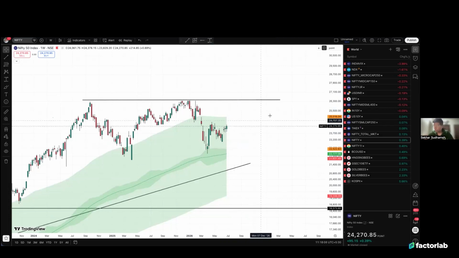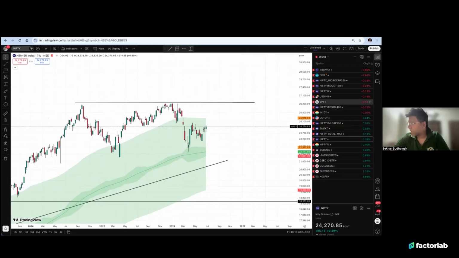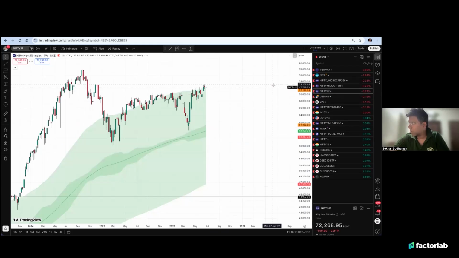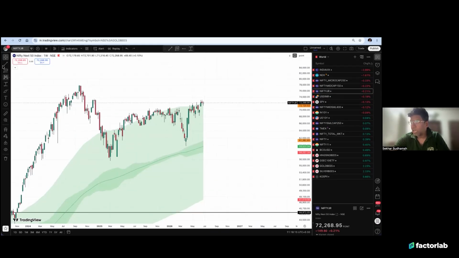And now let's go down the market cap and see what is happening with other indices. Let's go one step down to Nifty Next 50. Nifty Next 50 is also consolidating, but at a better position than Nifty 50. It is like 7% from its all-time highs. Nothing drastic from Nifty 50. Nifty Next 50 is also more or less down by 7-8% from its all-time high. Let's go even further down.